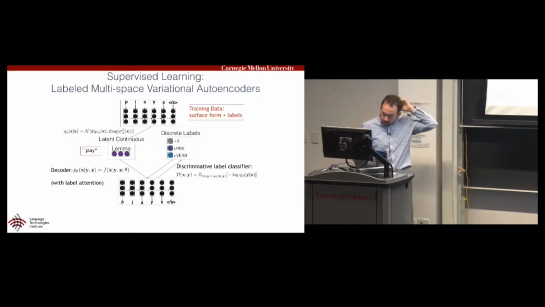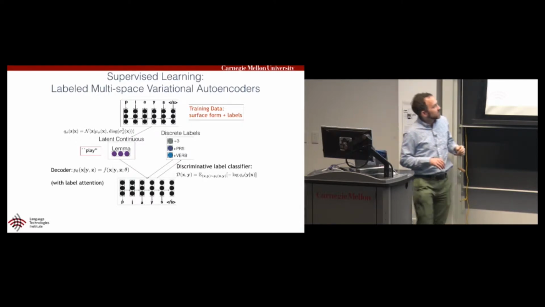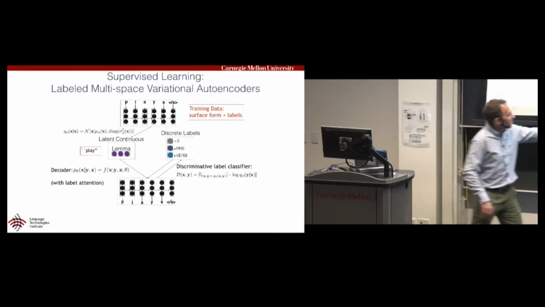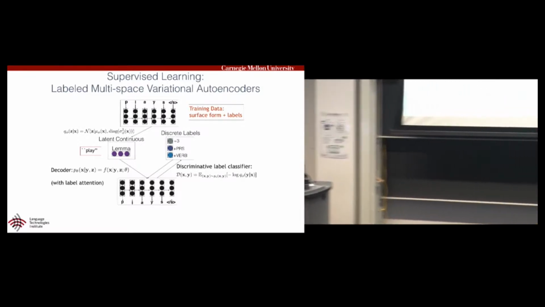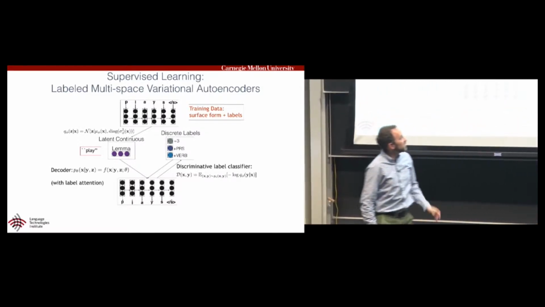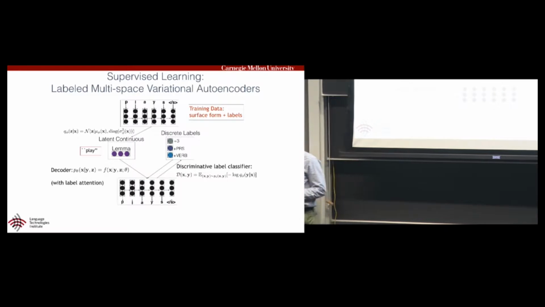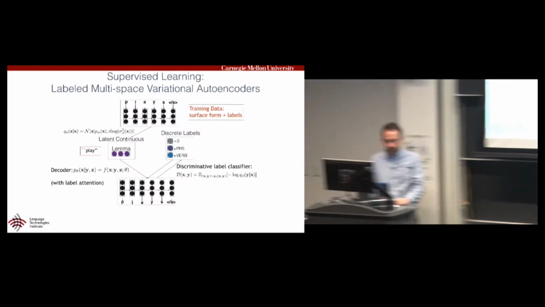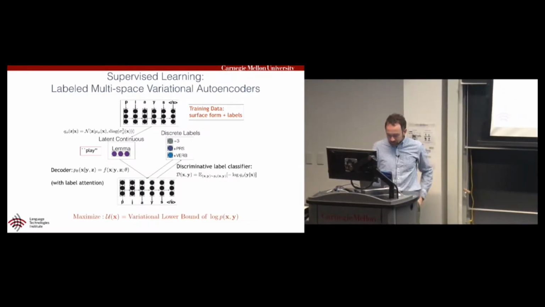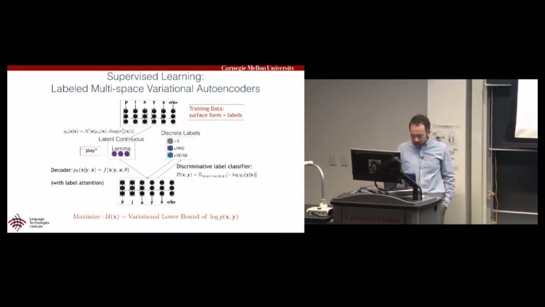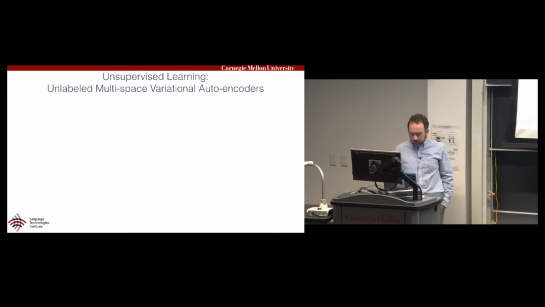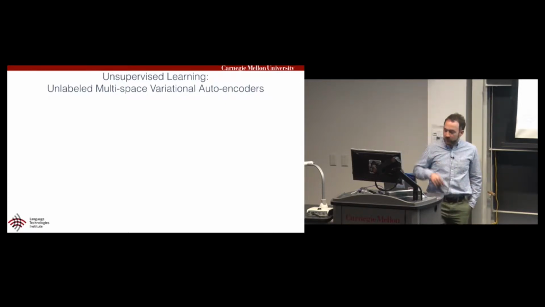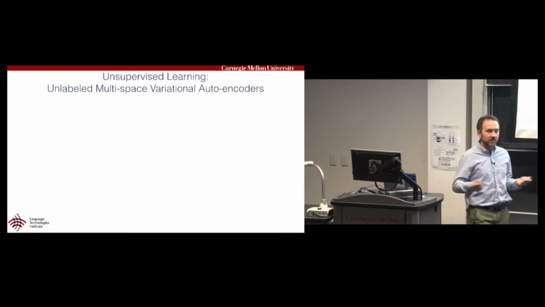So then we also train a discriminative label classifier, and this is basically our inference model q over here. And because we have the labels in this case in our training data, we can just train this using normal log likelihood. So we maximize the variational lower bound over this joint probability here. This is a pretty normal thing. We're doing completely supervised learning.